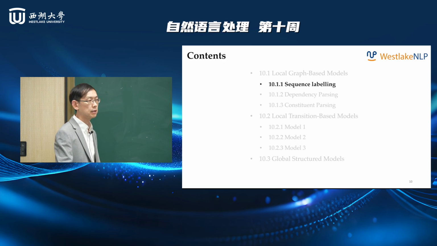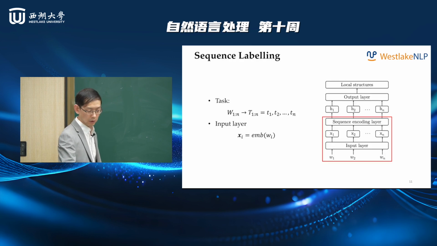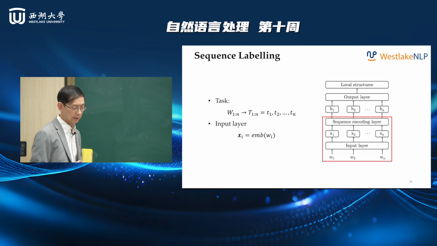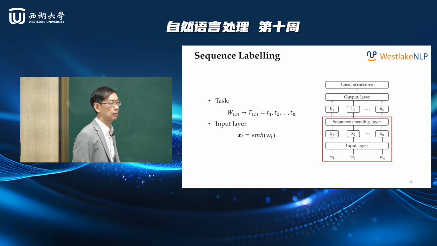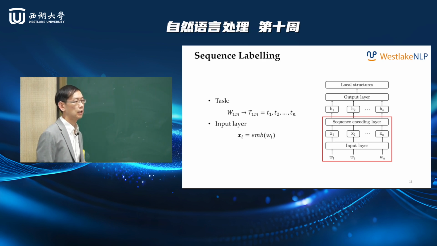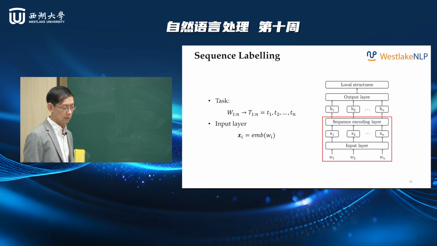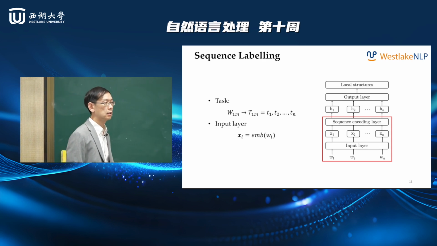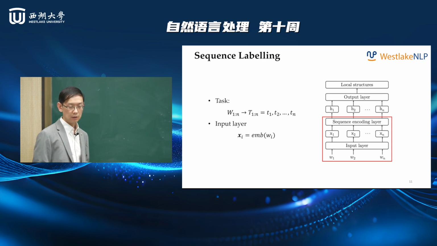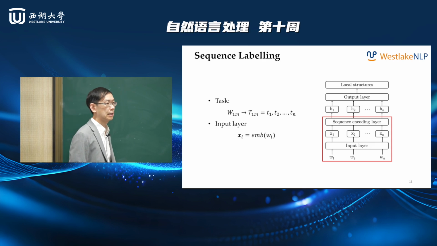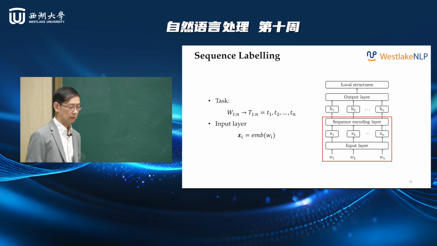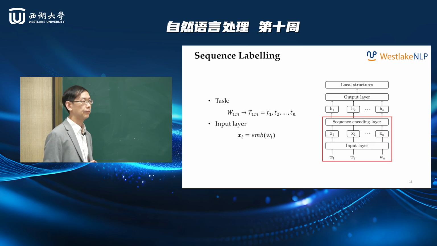Let's look at sequence labeling first. We're trying to solve a part of speech tagging task, which maps the word sequence into a label sequence, T1 to Tn. As I mentioned earlier, each tag will be predicted separately. So let's first examine the input layer. As we discussed last week, we want to map each word into a dense embedding vector. And we call that an embedding lookup process.